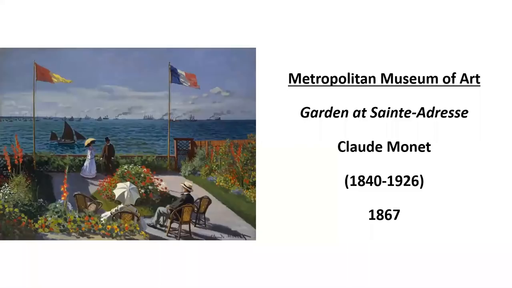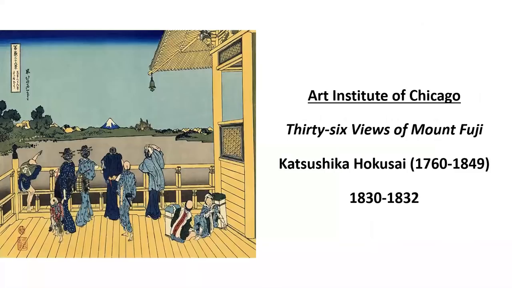So this is from 1867 at the Metropolitan Museum of Art. Now, this is a print by a Japanese artist called 36 Views of Mount Fuji. This was a whole series of woodblock prints. And Monet, like many of the Impressionists, was very intrigued and influenced by Japanese art. And this would have been a work that he was familiar with.